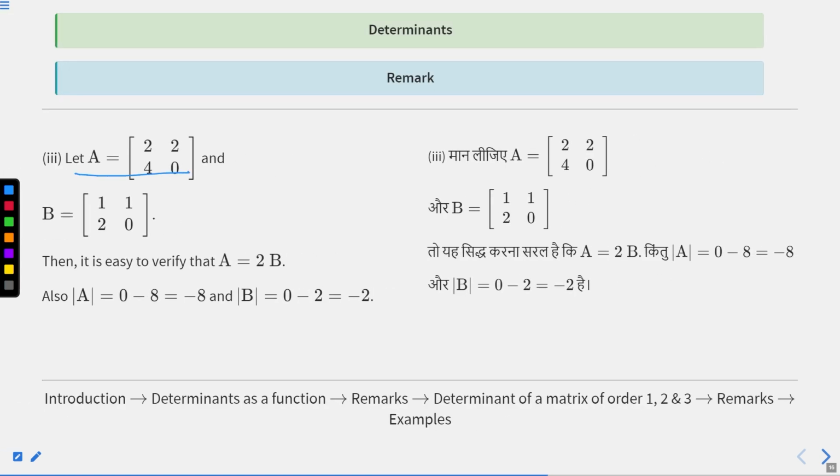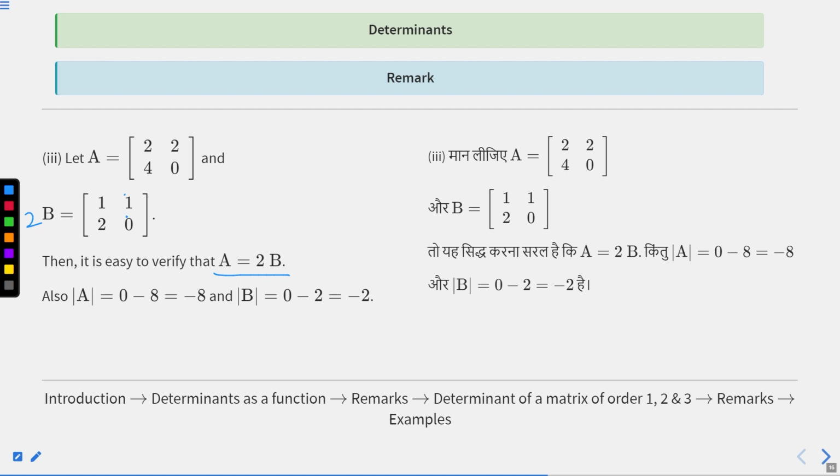Now let us see some examples. If A is this and B is this, you can easily verify that A equals 2B. If you multiply 2B, every entry will be multiplied by 2. So 2 will be here, 2 here, 4 here, 0 here. So 2, 2, 4, 0, as you can see. Indeed, A equals 2B.